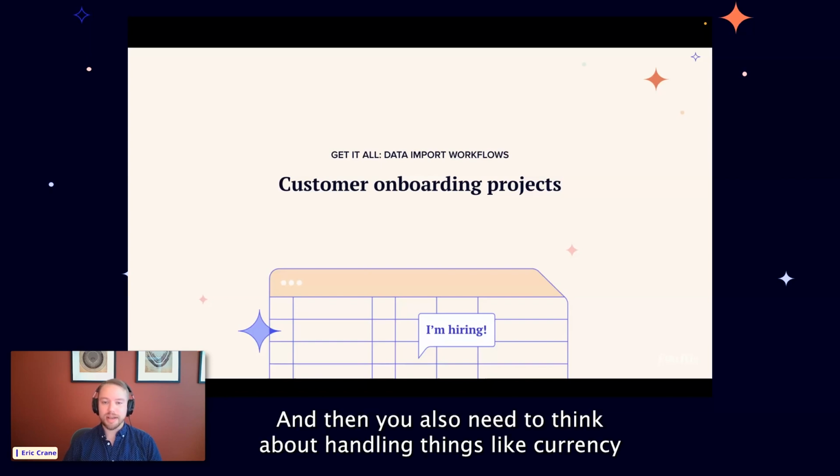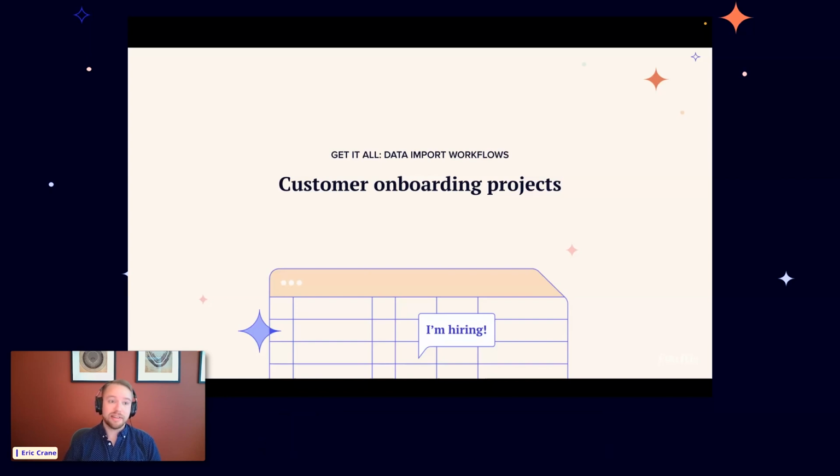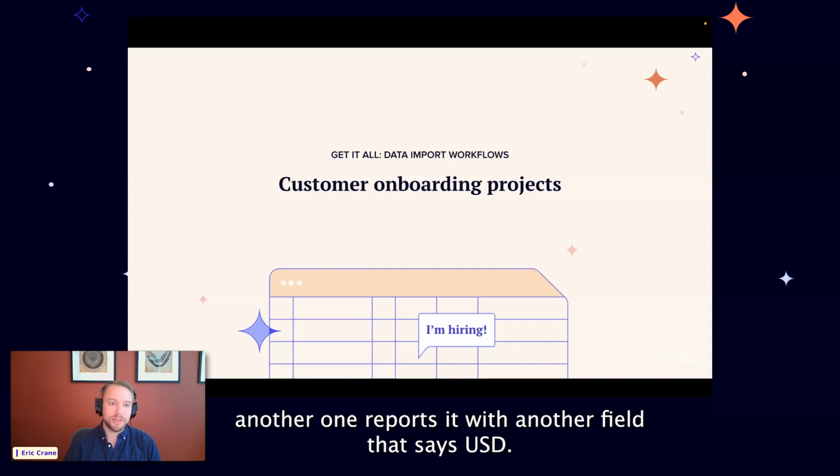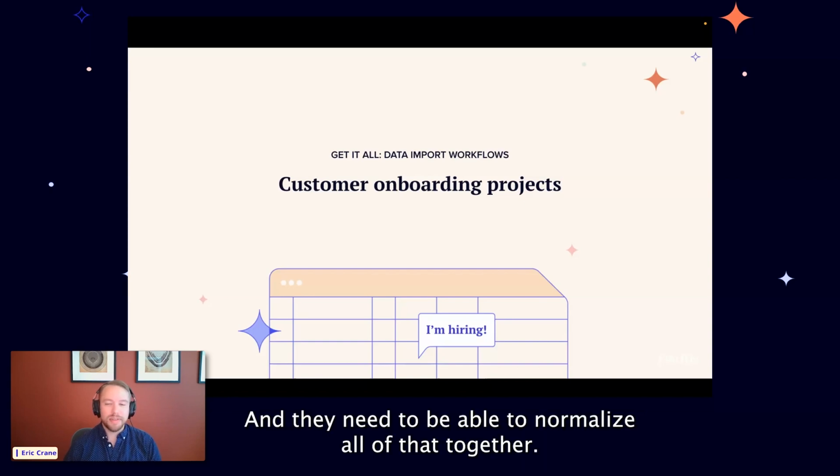And then you also need to think about handling things like currency. One system reports a currency value with a $ sign. Another one reports it with another field that says USD. And you basically need to be able to normalize all of that together.